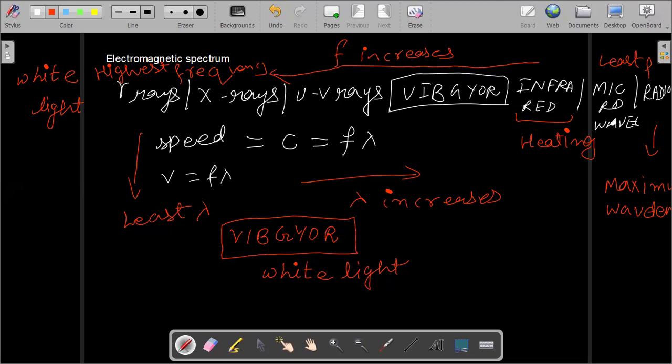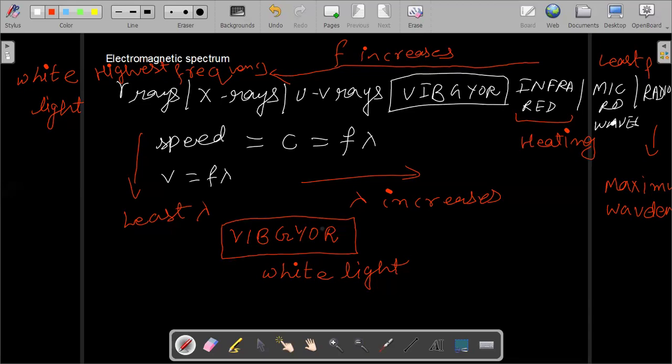Yeah, Abhinav. Sir, is it infrared? No, I'm asking in the Vibgyor. From the Vibgyor, which one has the highest frequency? Which color of light will have the highest frequency? Red. No. Okay. Violet will have the highest frequency.